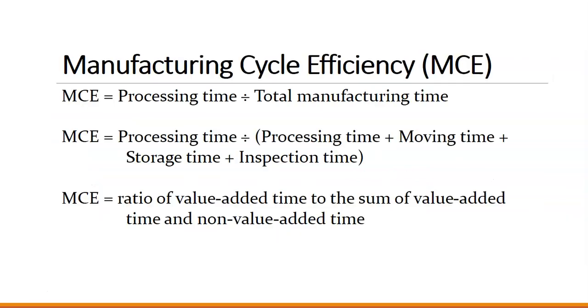The manufacturing cycle efficiency is the value added processing time divided by the total manufacturing time. So it's the ratio of value added time to the sum of the total value added and non-value added time added together. That is the end of chapter 14.